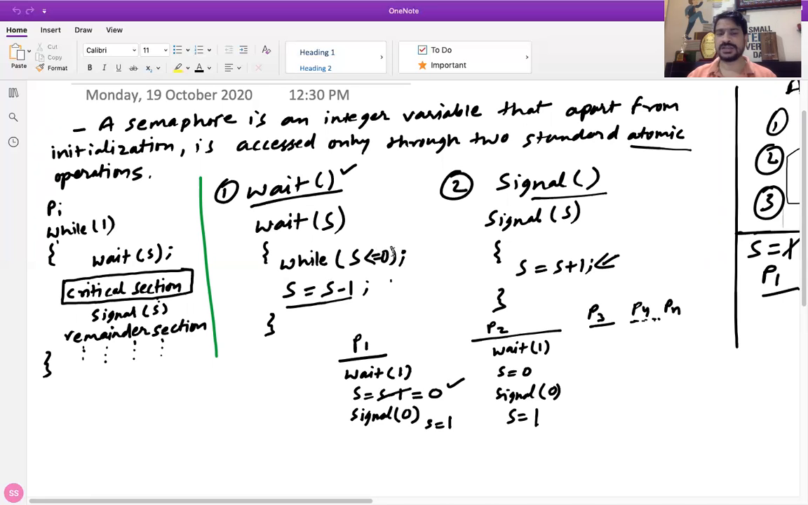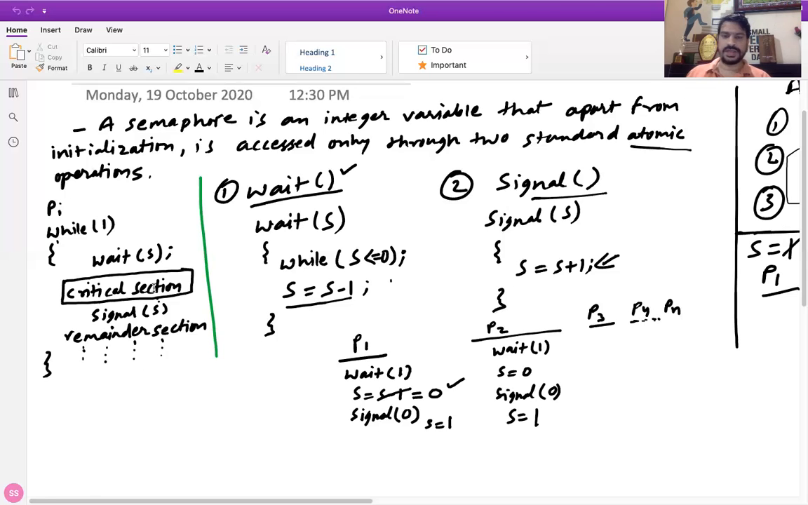This is busy waiting. It means that if the semaphore value is less than or equal to 0, then a process has to wait for a period of time, because this while loop is keeping it busy. And if the condition doesn't hold, then the while loop will allow it to go out and enter the critical section. So that was the logic behind the semaphore, and that is the logic behind the critical section problem.